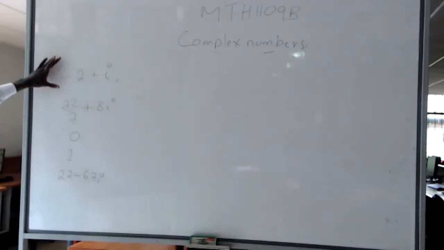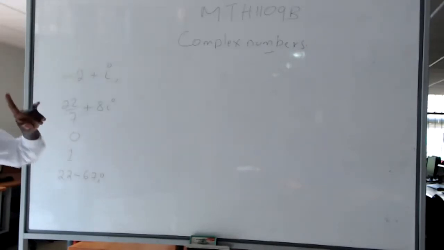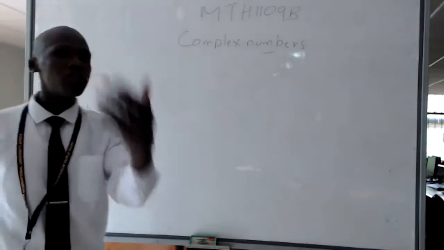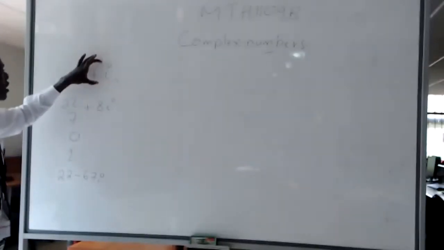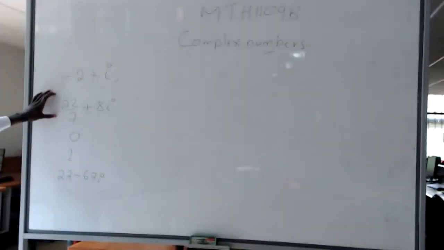This complex number, -2 plus I, what is the real part? -2. And what's the imaginary part? 1. The imaginary part is 1, not I. So the imaginary part is the coefficient of I. Some people will make a mistake and say the imaginary part is I. How about this second one? 22/7 is the real part, and the imaginary part is 8. How about this one? Real part 0, imaginary part 0. Good. Real part 0, imaginary part 0.